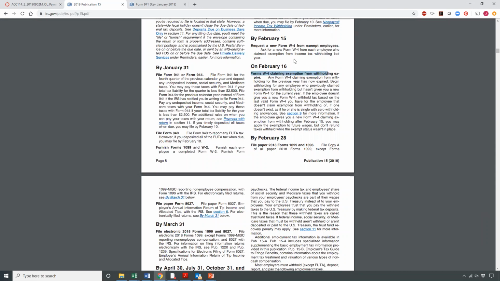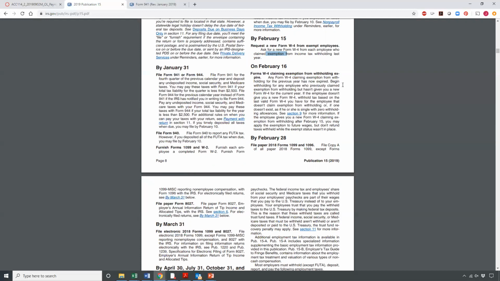Well, this is the W4, and some employers have you fill out a new W4 every year. Especially if they claim an exemption, you have to have a W4. They can check a box on their W4 that says they're exempt from withholding, and if they check that box, it means that you are not withholding for them. But they have to complete a new W4 every year if they've checked that box.